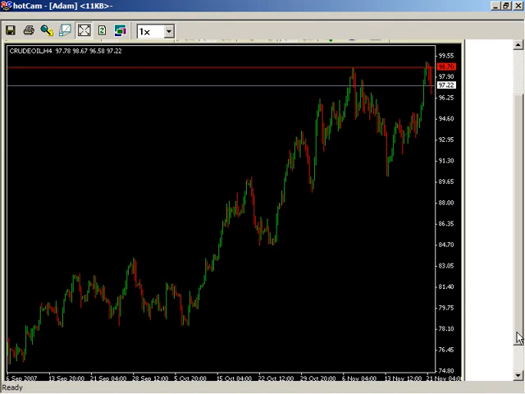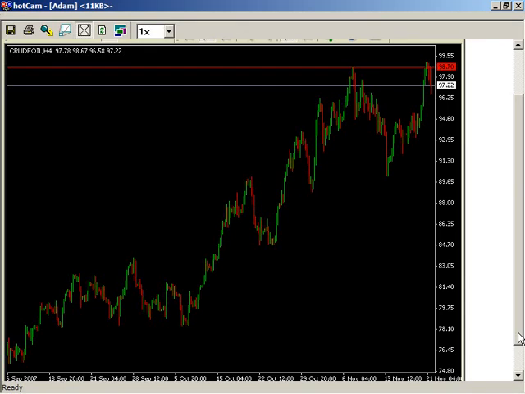Crude oil, 4-hour charts. Futures, currently 97.47. This is a very typical reversal point over here. We call this a double top pattern. A double top pattern is when the market touches a certain price level twice and then falls back down.